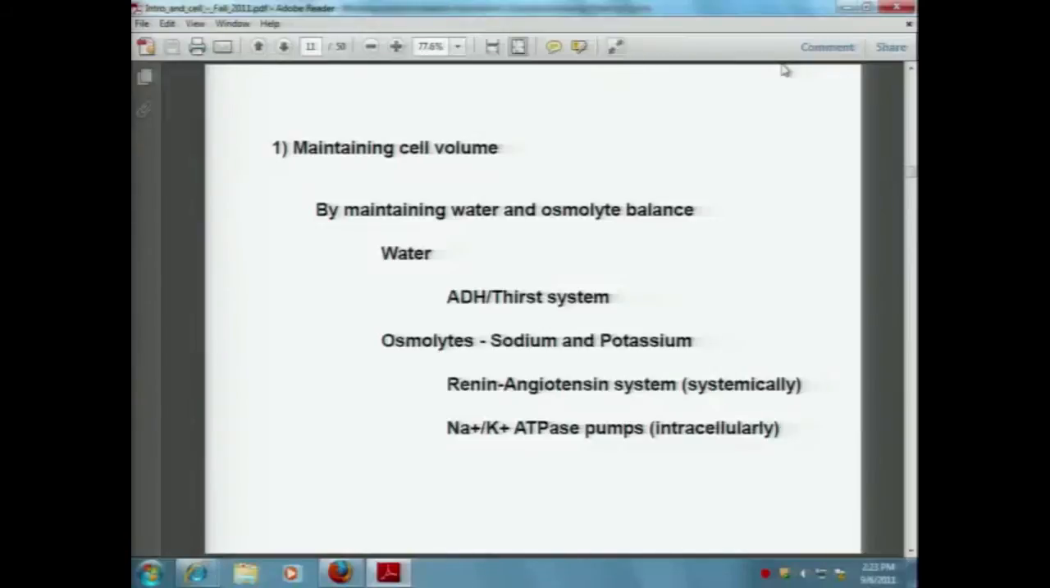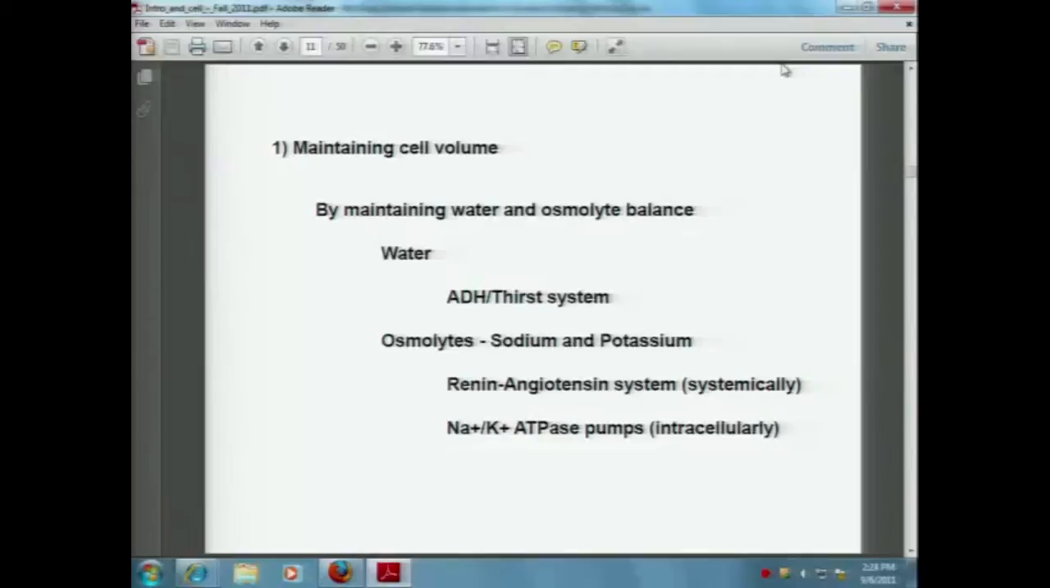A drop in blood pressure causes a rise in everything. Okay? And a rise in blood pressure will cause everything to kind of go down. Renin goes down, angiotensin 2 goes down, aldosterone goes down. Okay? But the end result, this aldosterone, is going to control sodium and potassium balance. Aldosterone causes sodium retention and potassium loss. Okay? So that's how we control sodium and potassium levels systemically.